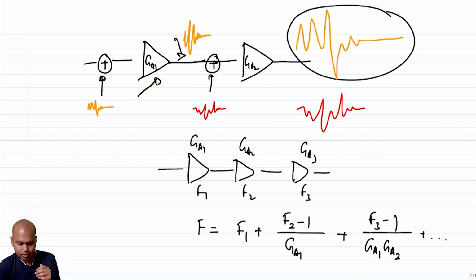You can still do this analysis by finding out the exact amount of loading and so on, but that becomes cumbersome. So the recommendation is, when you know that there is no matching in place, you do not use this formula that I have just shown. By the way, this formula has a name. It's called the Friis equation. It goes by the name of the person who first proposed this expression.